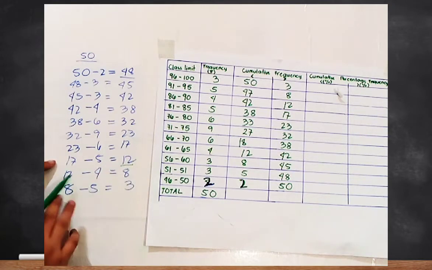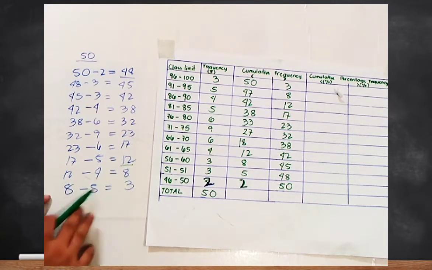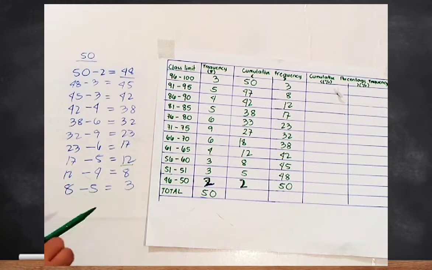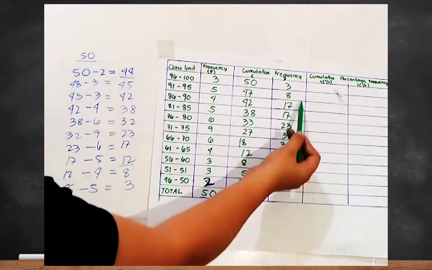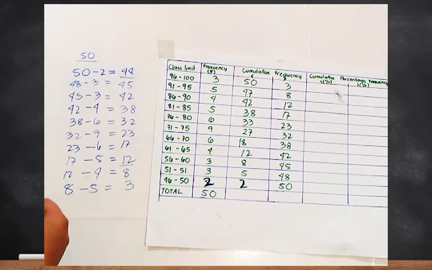23 minus 6 equals 17. And 17 minus 5 is equal to 12. 12 minus 4 is equal to 8. And 8 minus 5 is equal to 3. That's how to find cumulative frequency greater than.